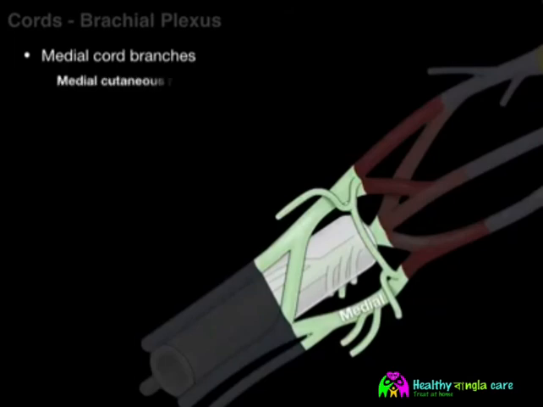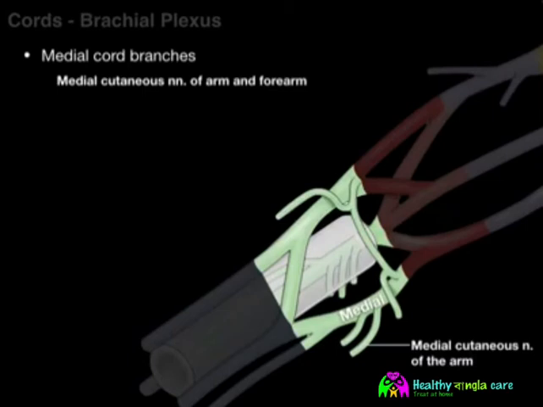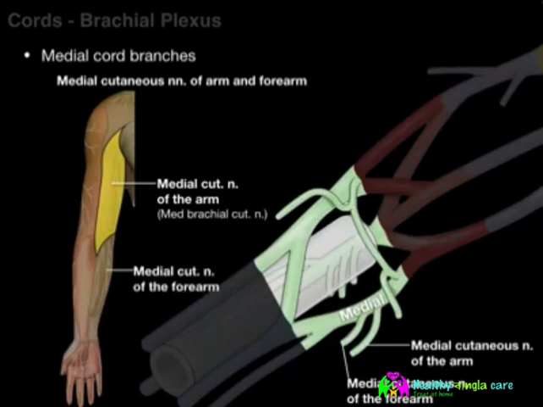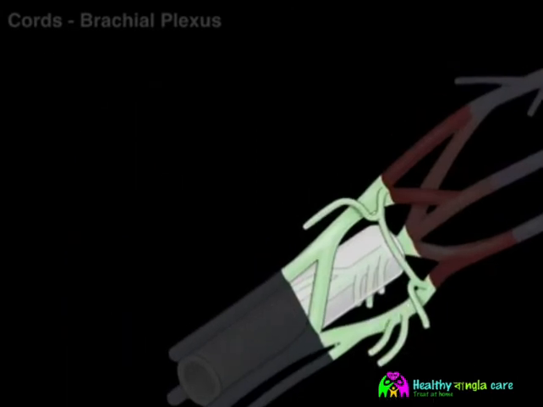Now, other medial cord branches include the medial cutaneous nerves of the arm and forearm, medial cutaneous nerve of the arm, medial cutaneous nerve of the forearm. So when we look at this picture, there's our branches of the medial cutaneous nerve of the arm, providing sensation to that region. It's also called the medial brachial cutaneous nerve. And then there's our medial cutaneous nerve of the forearm in that region, also called medial antebrachial cutaneous nerve. All right, so the posterior cord and its branches.